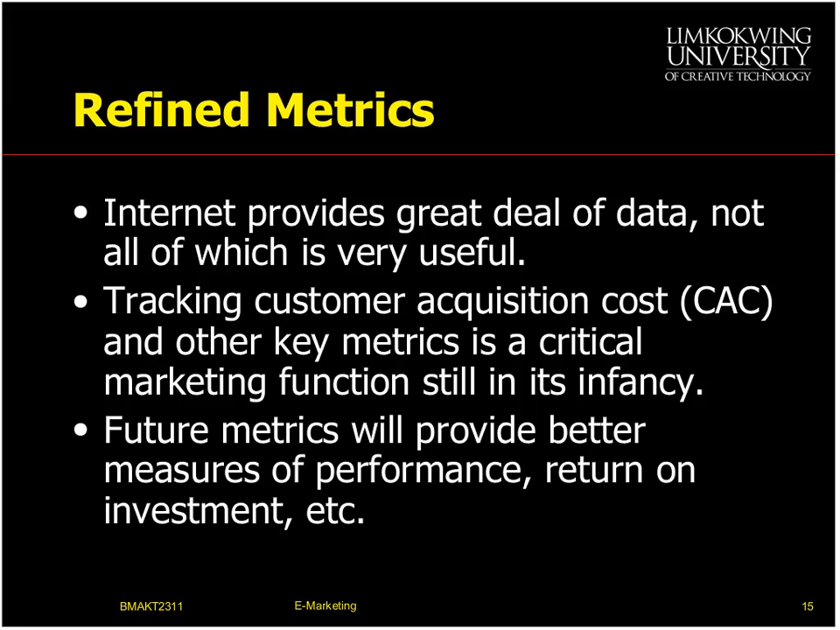Then the internet came into the picture. The internet provides a great deal of data, not all of which is very useful. It means you have so much information there, so it's all about how you interpret it into information. So this is one of the basic defined metrics that we're going to have there. Tracking customer acquisition cost, which is CAC, and other key metrics is critical as well. Marketing function still in its infancy. So as you can see, the internet can provide this as well.